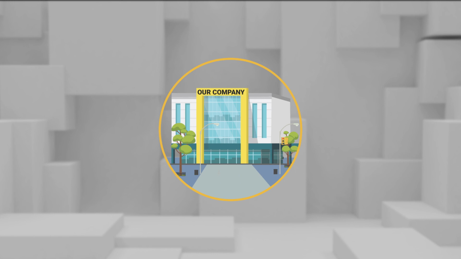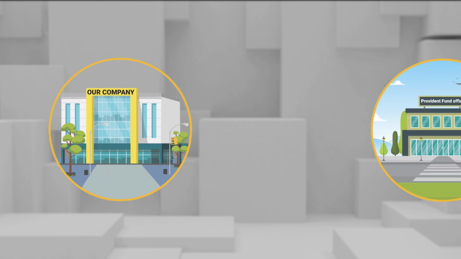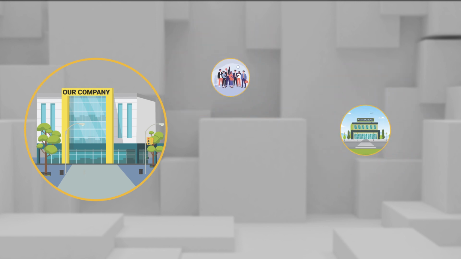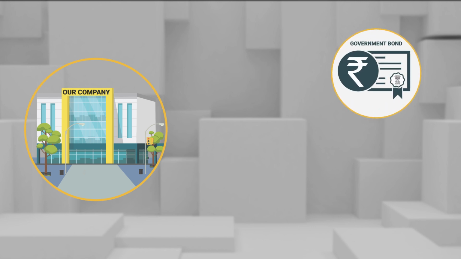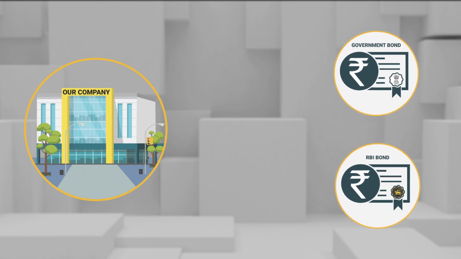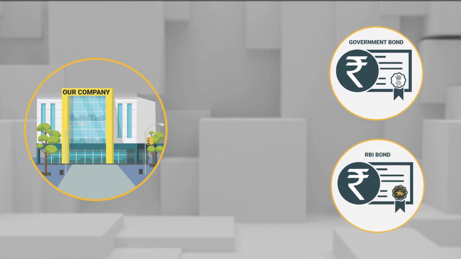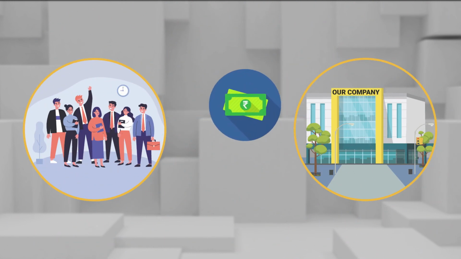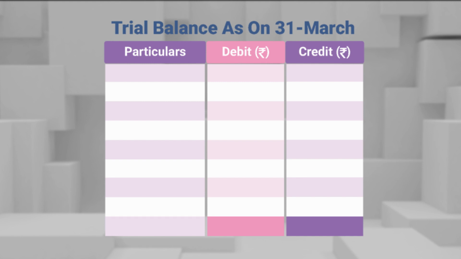Now the company does the investments out of this provident fund amount which it gets from the employees. Say the company purchases government bonds, say RBI bonds, where the company receives a fixed amount of interest. This interest is known as interest received on provident fund investments. So guys, provident fund is a liability of the company. On retirement of employees, the company has to pay this amount. So provident fund is a liability of the company. It comes on trial balance credit side.